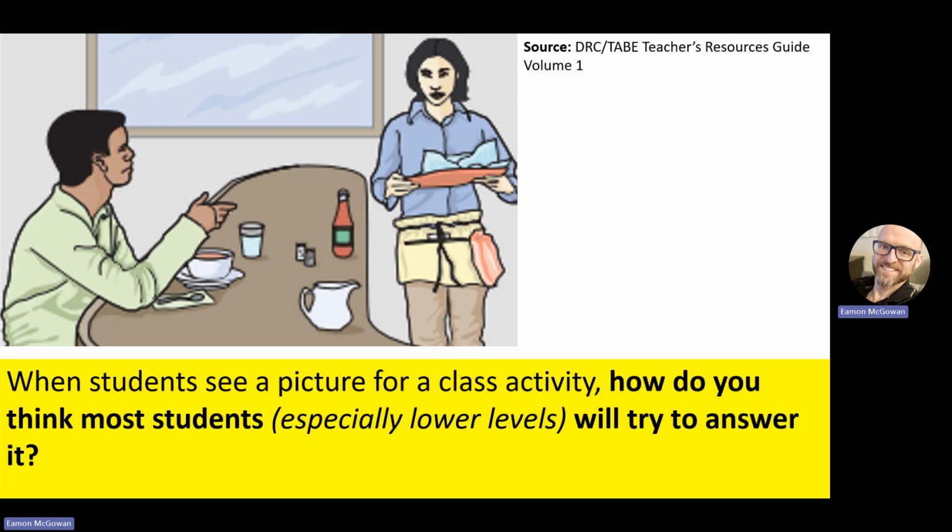All right, so take a look at this picture right here. When students see a picture for a class activity, how do you think most students, especially lower levels, will try to answer? How do we expect them to answer? Typically, it's to describe it, right? They start saying things like, oh, there's a woman, there's a man, she's holding a tray, he's asking a question.